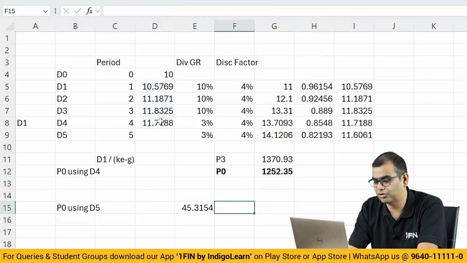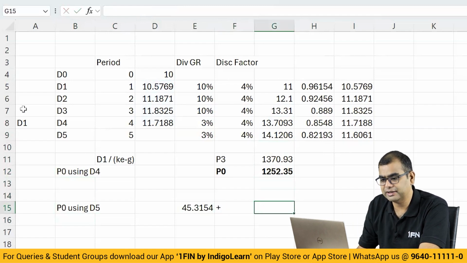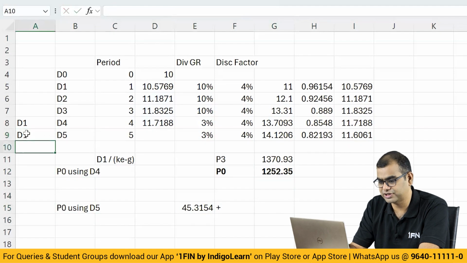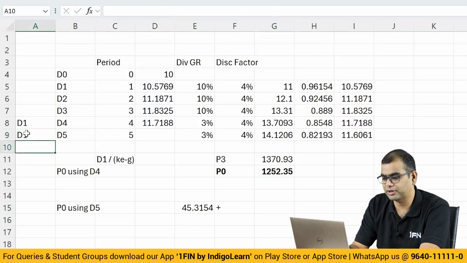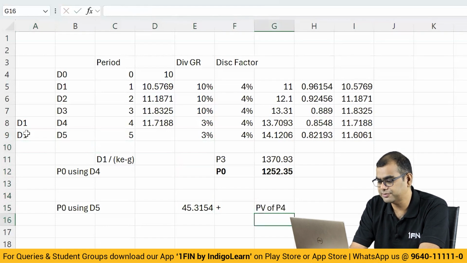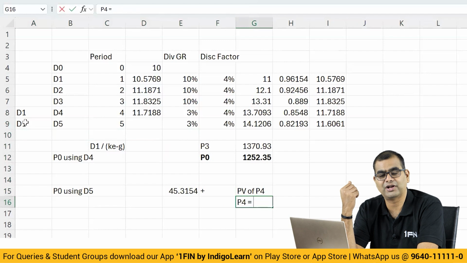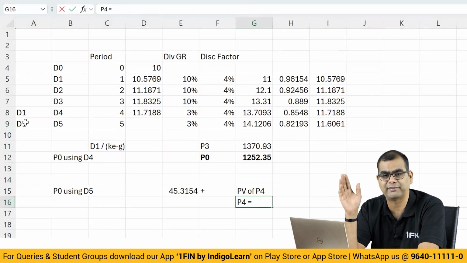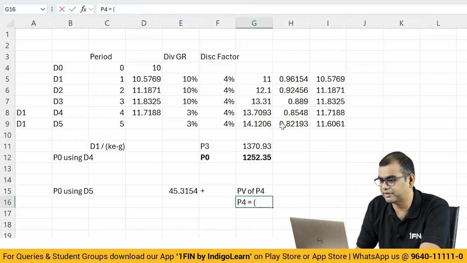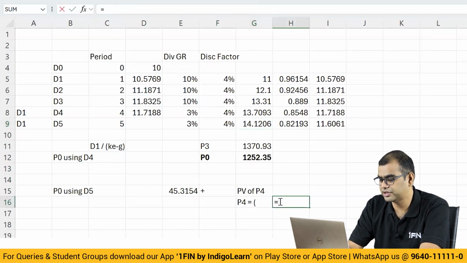What is the price at the end of year 4? Price at the end of year 4 assumes D5 is D1, correct? When you treat D5 as D1, you will get P4. So you add the present value of P4. Now what is P4? P4 is equal to the present value of all dividends growing at a constant rate from D5. What is the formula for it? Same, D1 by K minus G, and here we are looking at P4, so it is D5 by K minus G. We got the dividend value as 14.12, right? So it is 14.12 divided by K minus G.